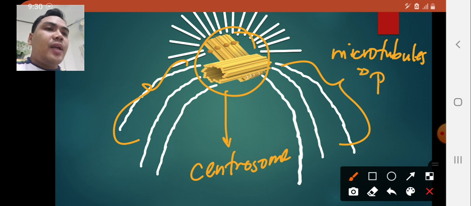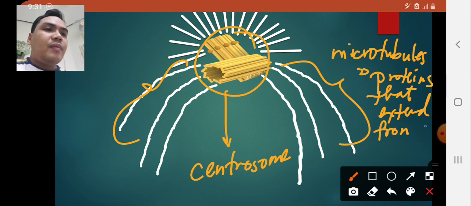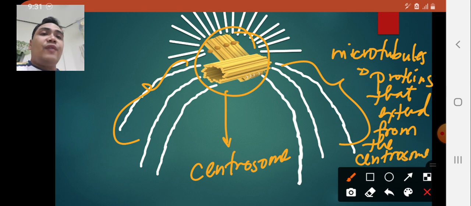Microtubules are proteins that extend from the centrosome. If you observe carefully, this long, fiber-like structure is known as the microtubules, and they are made up of proteins, and they actually extend from the centrosome.